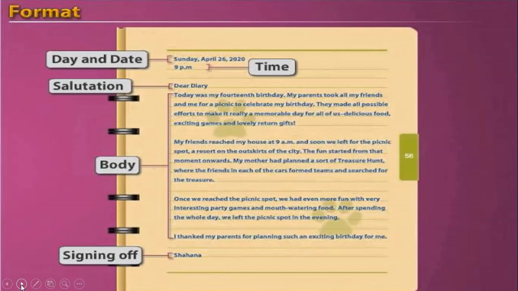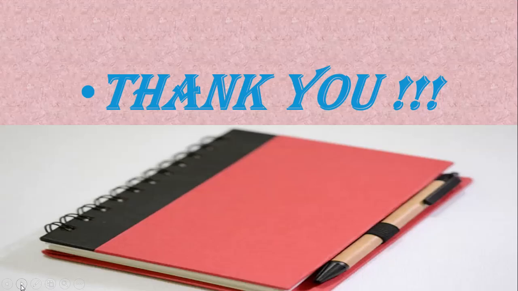At the end, again a closing note, I thanked my parents for planning such an exciting birthday for me. So here students, you can see that the body or the content of the diary entry is divided in 3 parts. Similarly, we are supposed to do that. At the end, signing off, that means you are supposed to write your name. This sample diary entry you are going to write in your fair notebook under the heading Sample Diary Entry 1. The rest of the diary entries along with the solutions we will share with you in the form of PDF. Thank you.